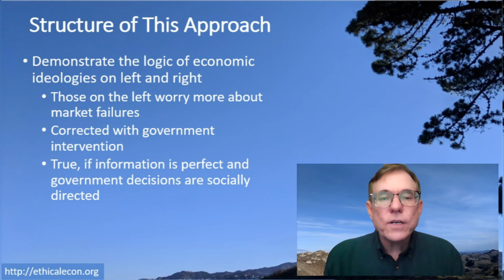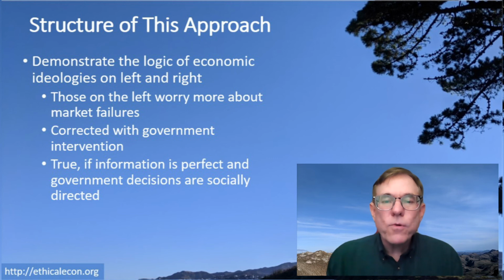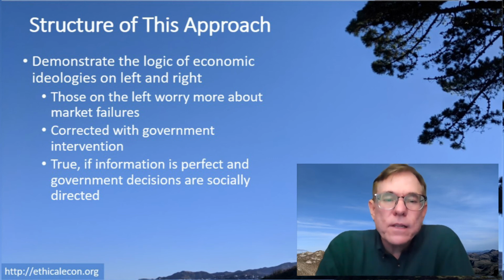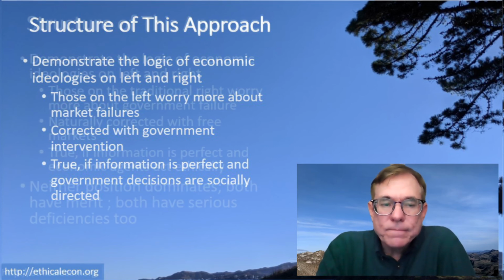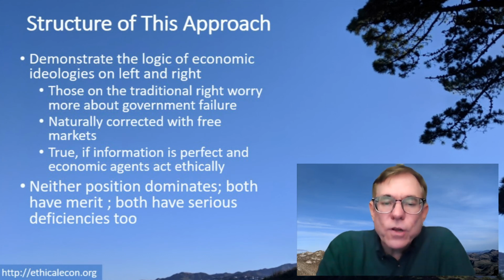Next, we demonstrate the logic of economic ideologies on both the left and the right. Those on the left tend to worry more about market failures and suggest that these can be corrected with government intervention. I think that's true, they can be corrected, but only if information is perfect and government decisions are socially directed. On the other hand, those on the traditional right tend to worry more about government failure. They tend to suggest that private markets can correct market failure if left alone. This too, I think, is true. They can be corrected this way, but again, only if information is perfect and if economic agents act ethically.